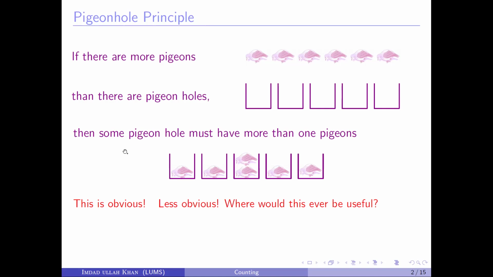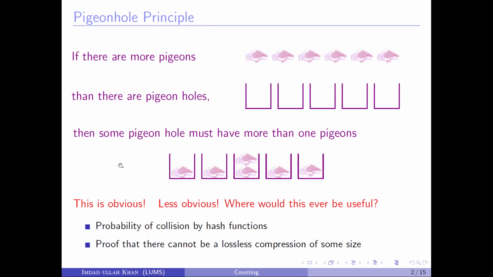So where would this ever be useful? This has a lot of applications in different areas of computer science. For example, in the next course, when you'll be taking data structures, you'll be talking about hashing. We compute the probability of collision by using hash functions, and the pigeonhole principle plays a quite interesting role in figuring out the chances of collision in hashing. In the same way, we can use the pigeonhole principle to prove that there cannot be a lossless compression of some size.